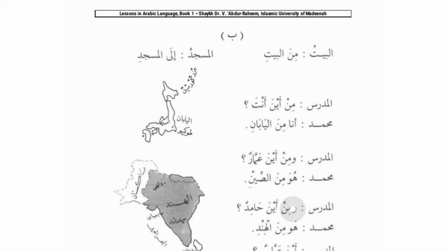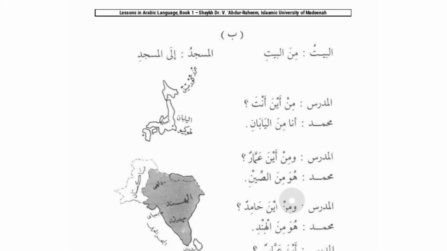So if huwa min al-Sin, he's from China. Now al-Mudarris says, wa min aina Hamid? Where is Hamid from? Muhammad replies, huwa min al-Hind. He is from India. So Hind in Arabic language is India. Al-Mudarris asks, Aina Abbas? Where is Abbas?